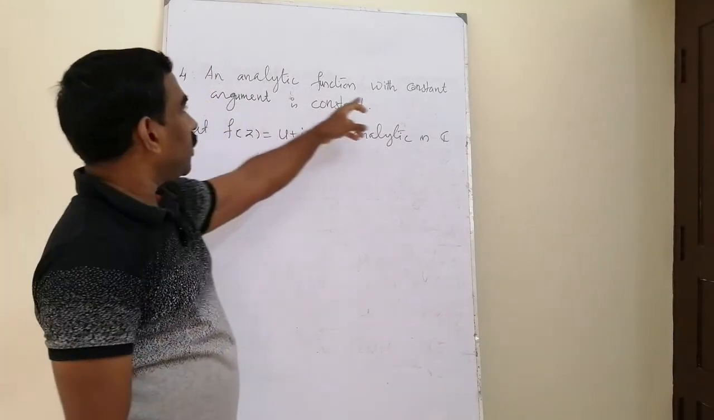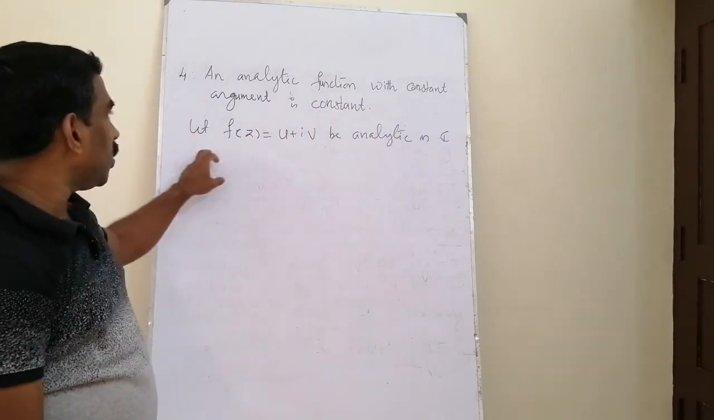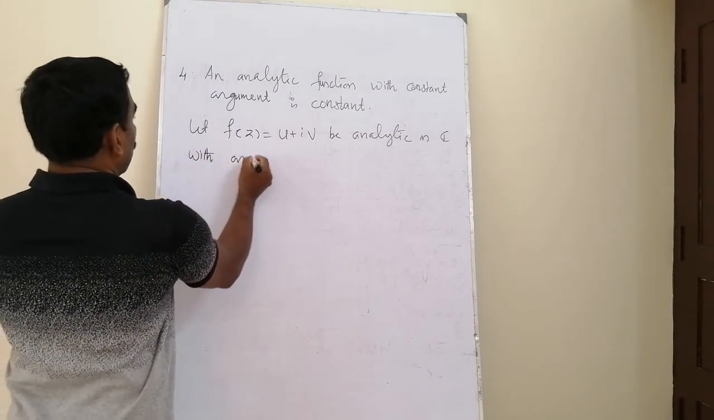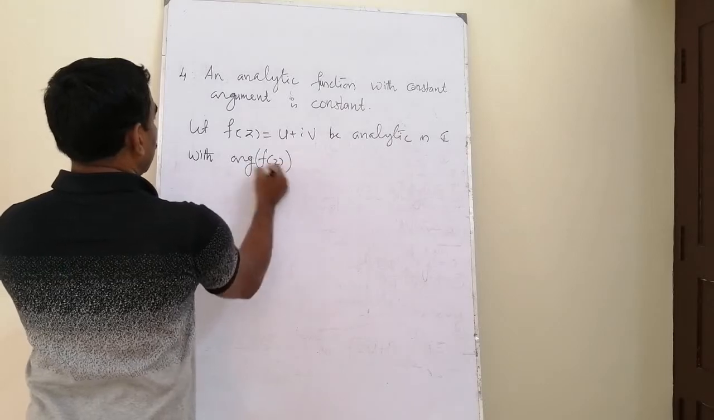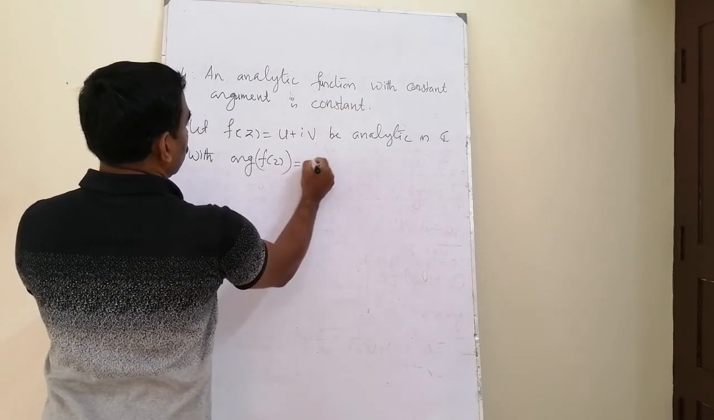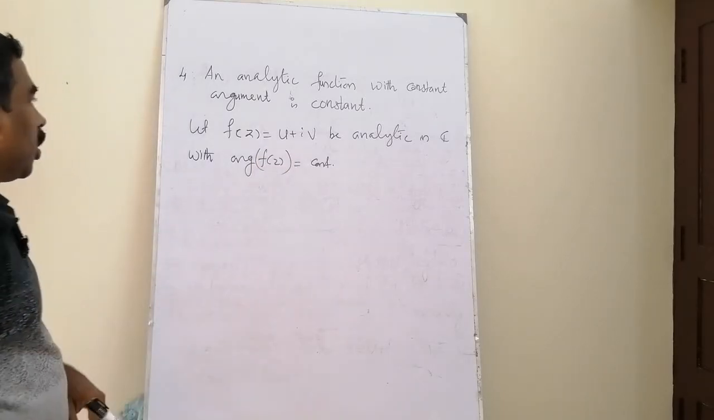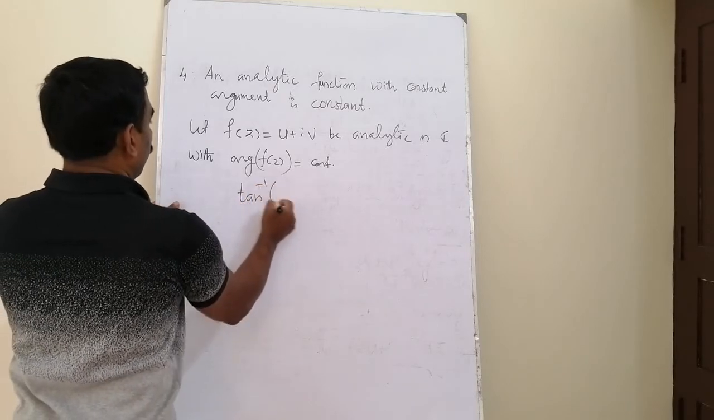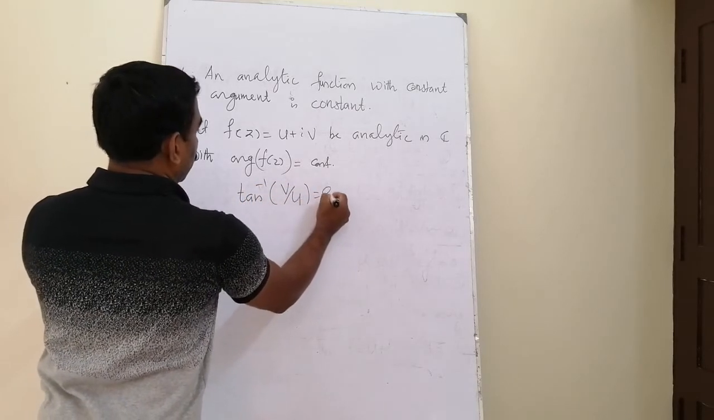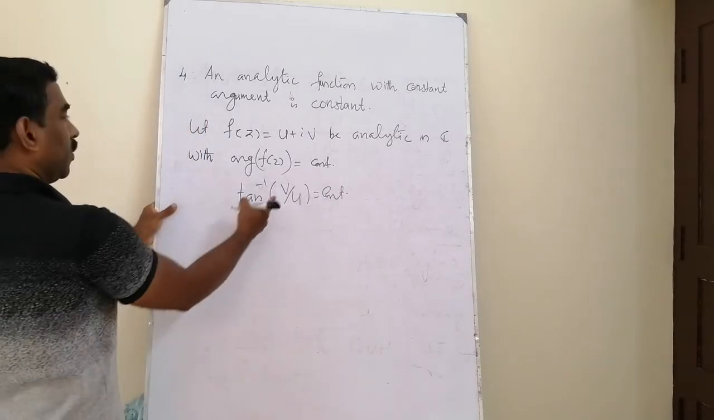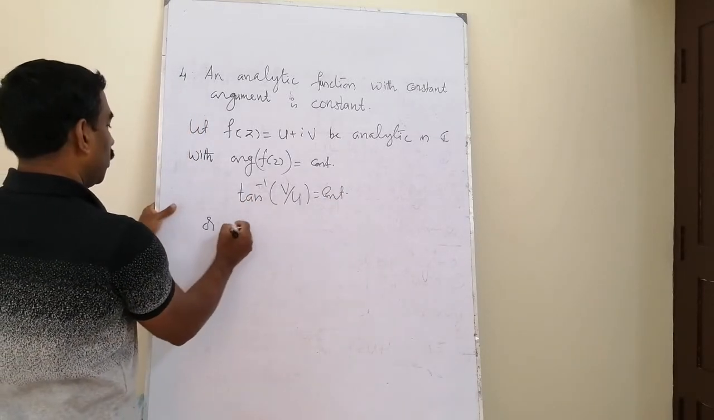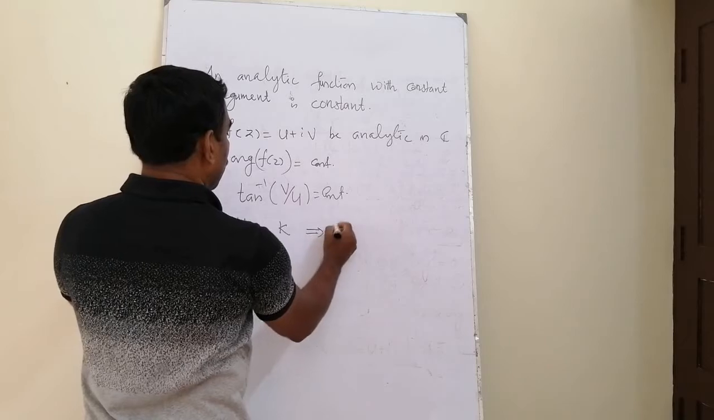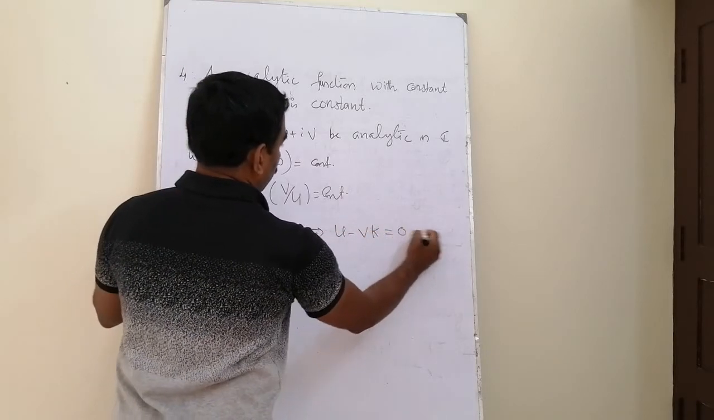Fourth property, an analytic function with a constant argument is constant. Let f z is equal to u plus iv be analytic in C with the argument of f z, arg f z, a constant. What is the argument of f z? If f z is equal to u plus iv, then the argument of f z is tan inverse v by u, which is a constant. Tan inverse v by u constant means v by u is constant, or we can take u by v equal to some constant, say k. So that implies u minus vk is equal to 0. Call it question number 1.